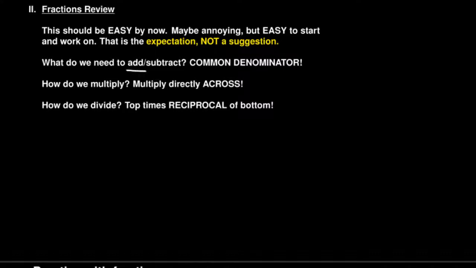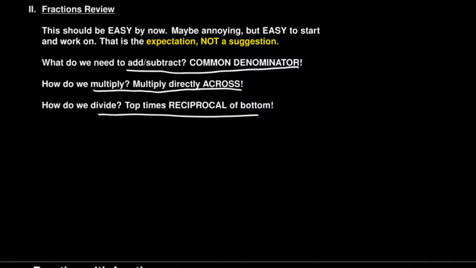So, addition and subtraction, get a common denominator. Multiplication, directly multiply across. Division, top times reciprocal of the bottom. Do not ever say division means reciprocal. Well, yes, reciprocal of what? So you need to give context to that.